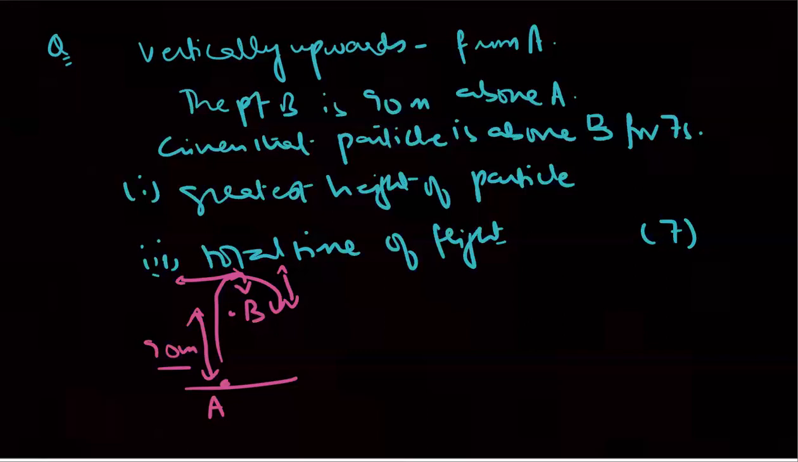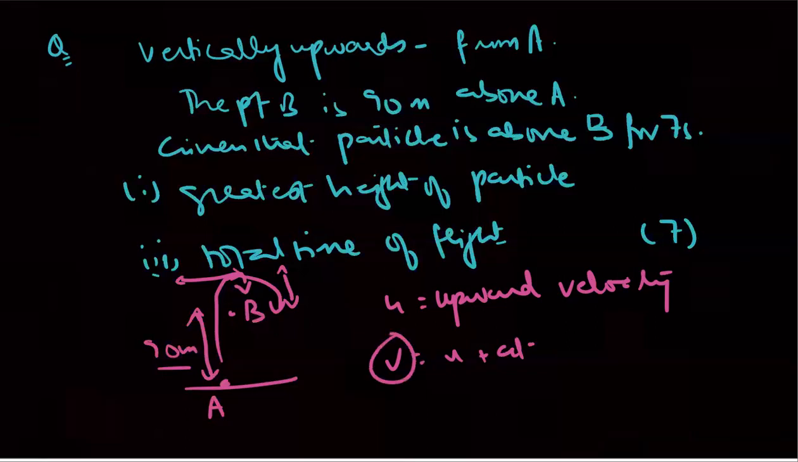So taking it like this, I am saying that u is the upward velocity, then using v equals u plus at, v becomes the final velocity, because it is coming down, negative u equals u minus 10 taking g, and 7 seconds. So solving it, we are getting u equals 35 meters per second.